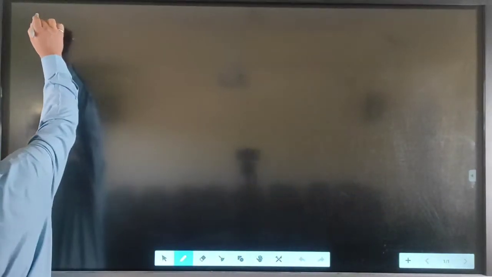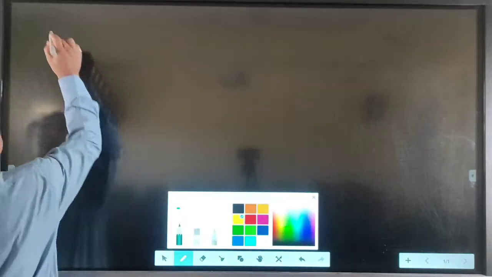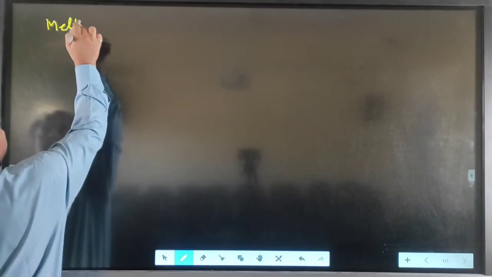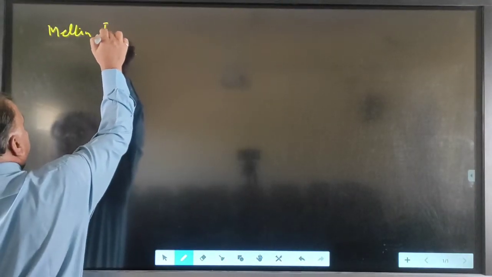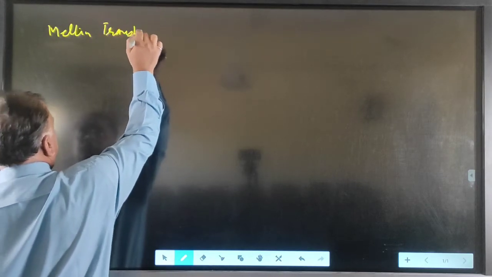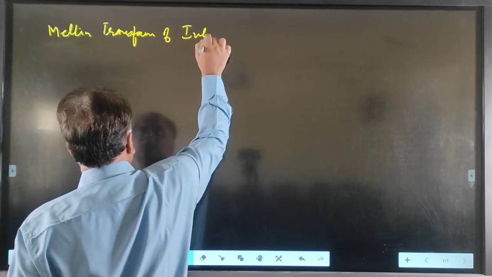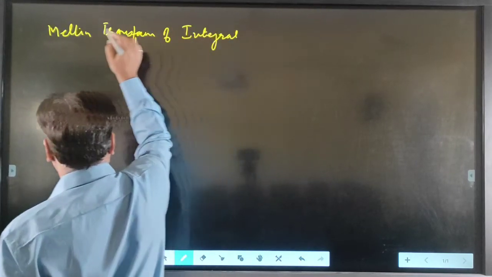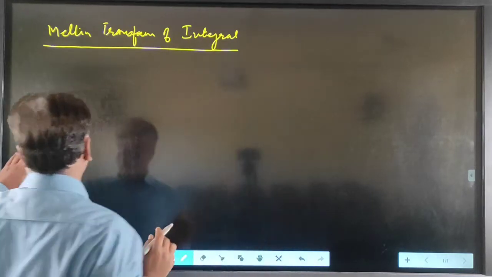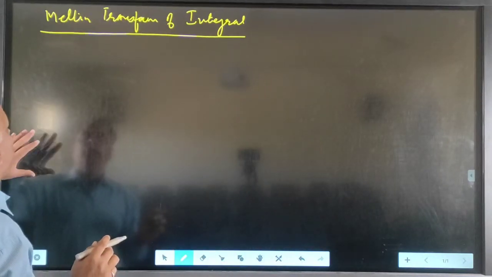Good morning, students. Today we are going to discuss some more properties of the Mellin transform. Today we will find the Mellin transform of the integrals. What is the Mellin transform of the integral?